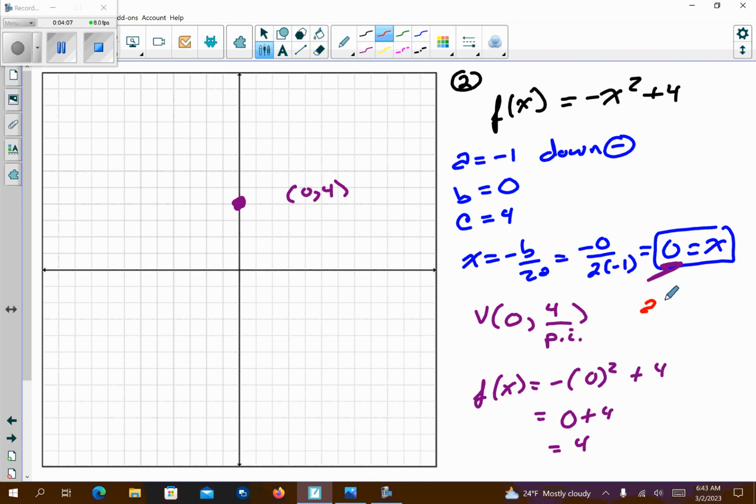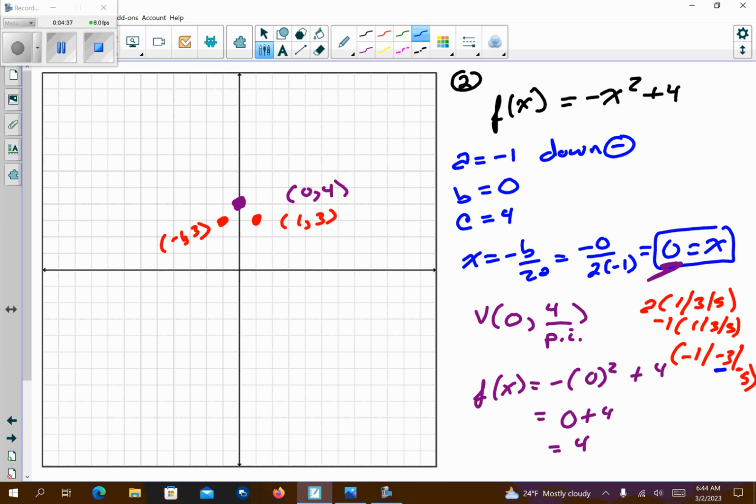So I'm going to go a times 1, 3, 5. So I'm going to go -1 times 1, 3, 5. So that's going to give me -1, -3, -5. Let's squeeze that in there. So from our vertex, I'm going to go right 1, down 1. I'm going down because it's negative, so that takes me to the point 1, comma 3. Left 1, down 1. That takes me to the point -1, comma 3.